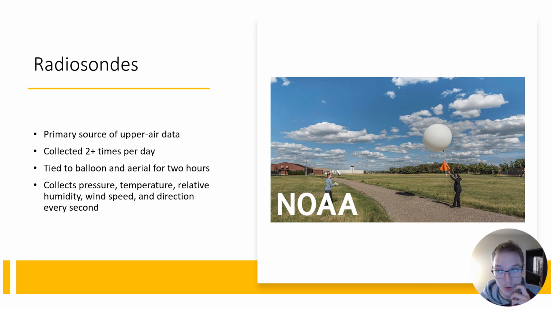Radiosondes are our primary source of upper air data. At least twice per day, radiosondes are tied to weather balloons and are launched in 92 locations across the United States. You can kind of see what that looks like in this picture here. So in its 2-hour trip, the radiosonde floats to the upper stratosphere where it collects and sends back data every second about air pressure, temperature, relative humidity, wind speed, and wind direction. During severe weather, it's usually launched much more frequently to collect additional data about the storm environment.